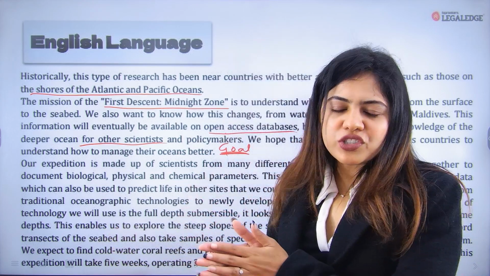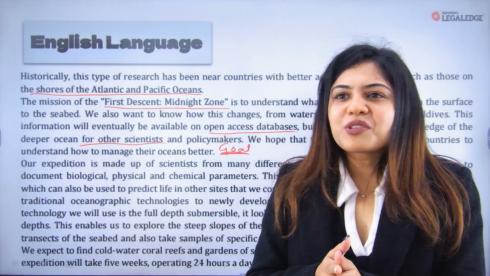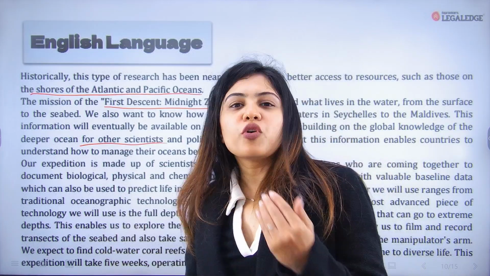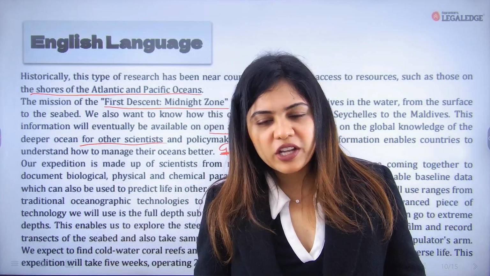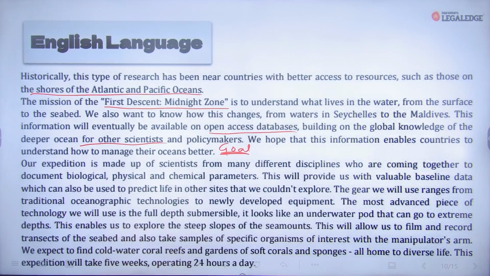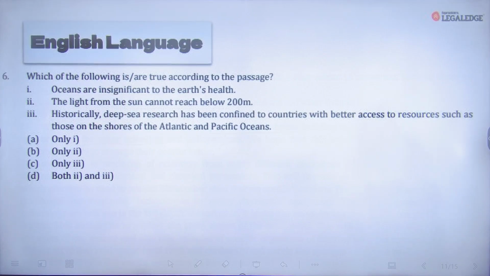So space and ocean is something that, even if we try our best, we wouldn't really be able to discover whole, right? The more we know, the more we are supposed to know. That is how it is. So now let's get back to the questions. So question number one. Which of the following is or are true according to the passage?